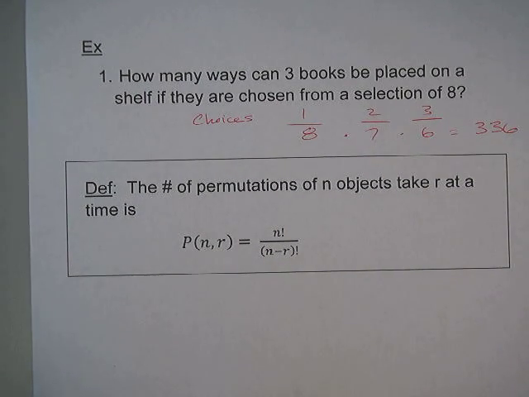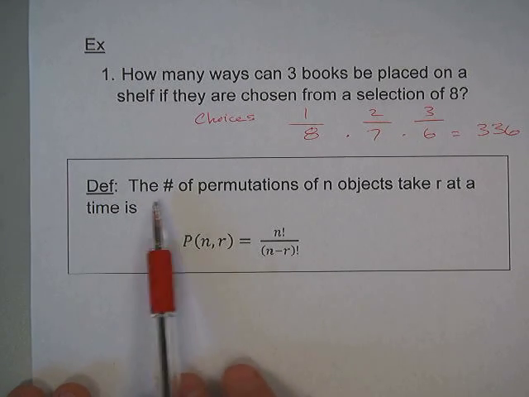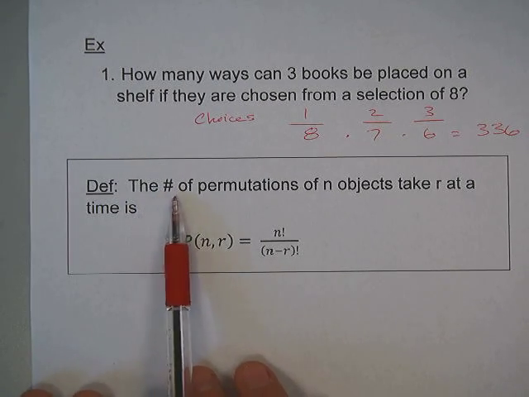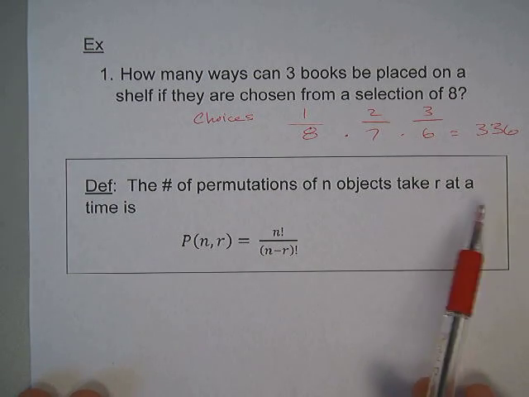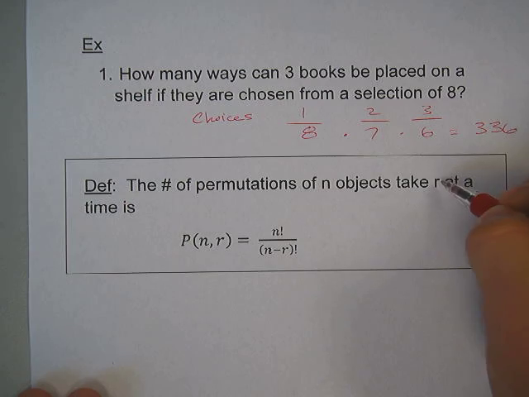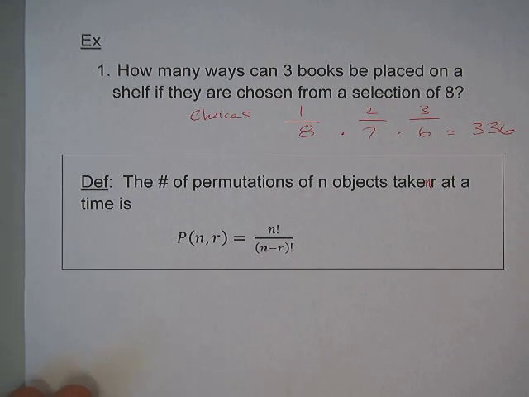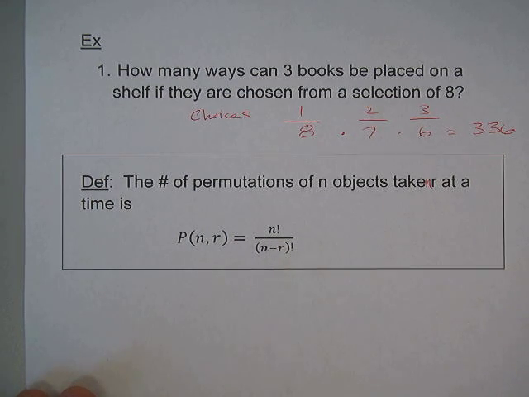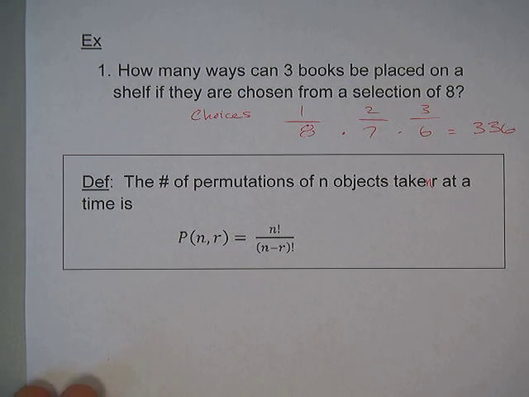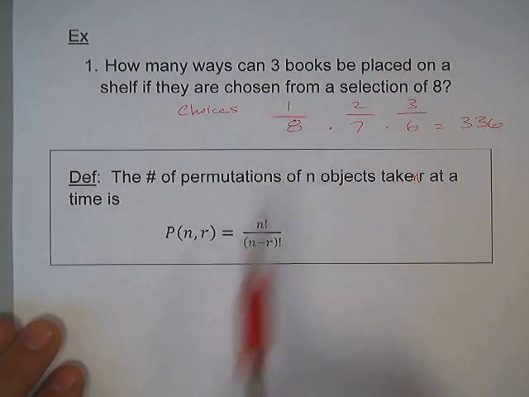But here, this is something else that I would like to talk to you about. One of the actual definitions of permutation is the number of permutations of n objects taken r at a time. It should be this: P(n, r) equals n factorial over (n minus r) factorial. Well, what the heck does that mean?